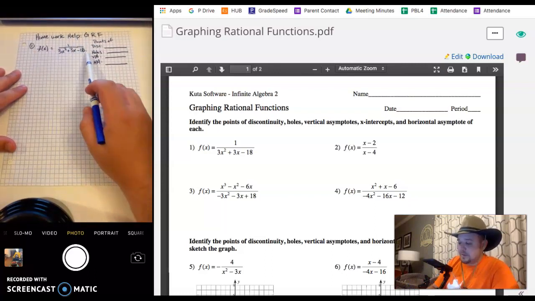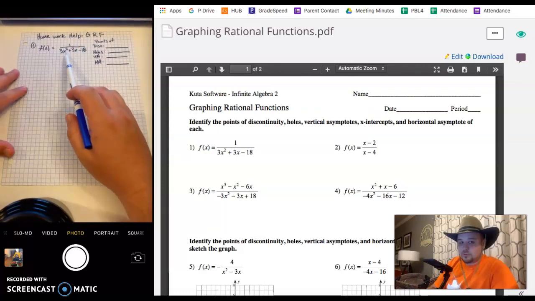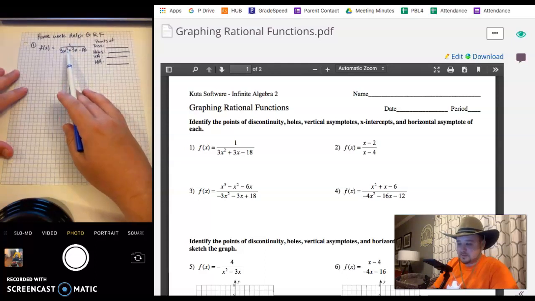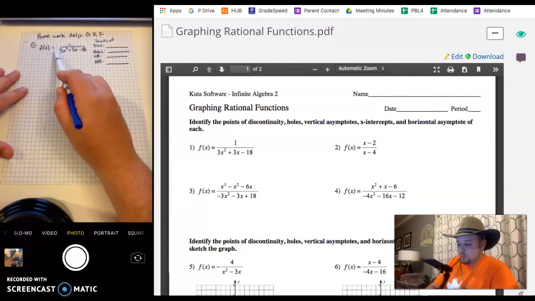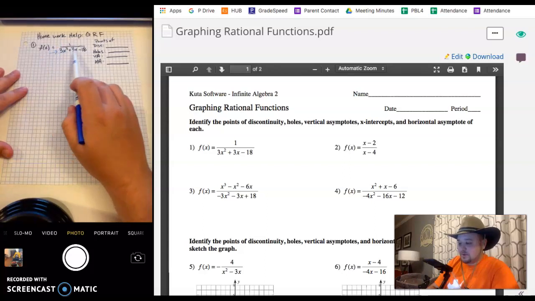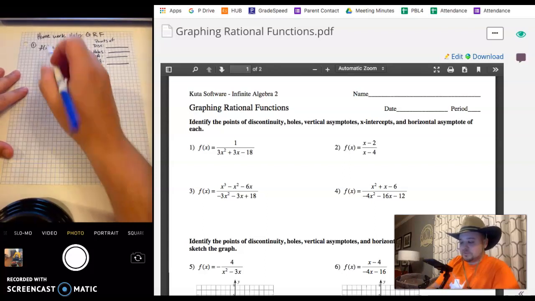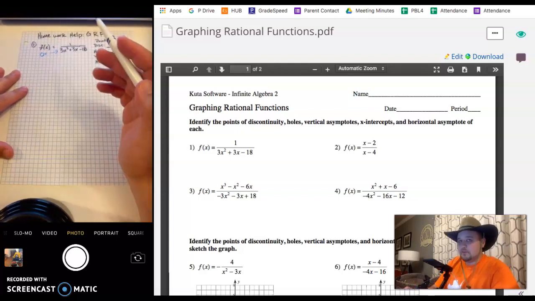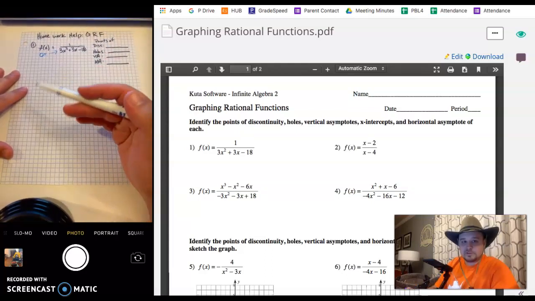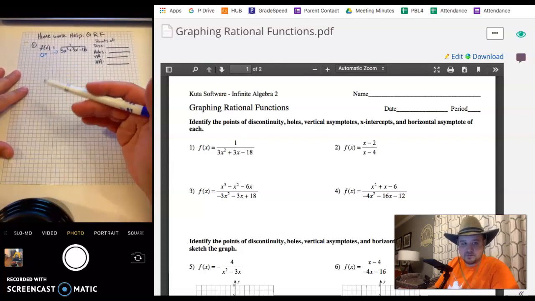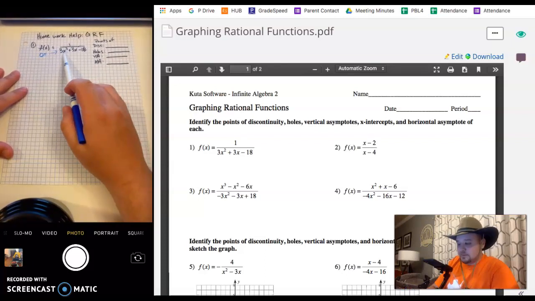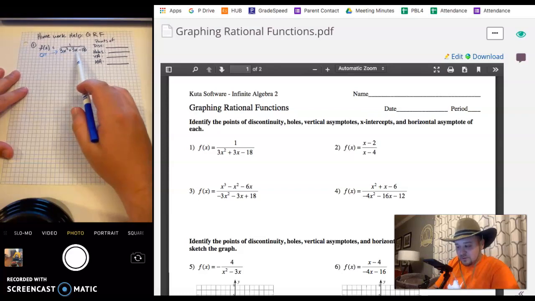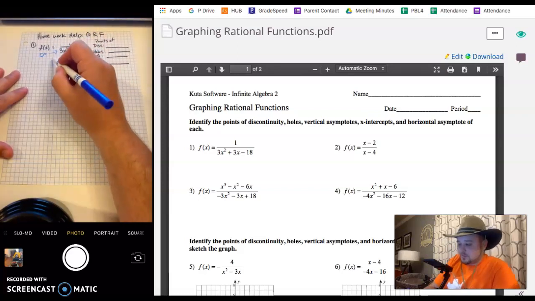Here, the big idea, and this is the whole thing for the entire assignment, is what is happening when the bottom of this original problem equals 0? When this equals 0, we have discontinuity. We have a place where our function can't exist because you can't divide by 0, right? So to find the places where this is going to give us a 0, we are going to factor this. First I'm going to factor out a 3.